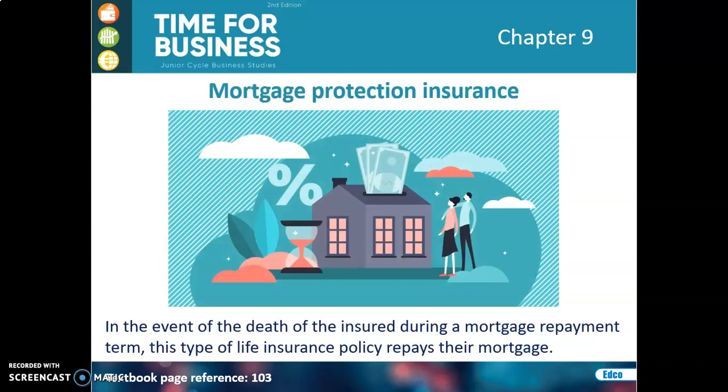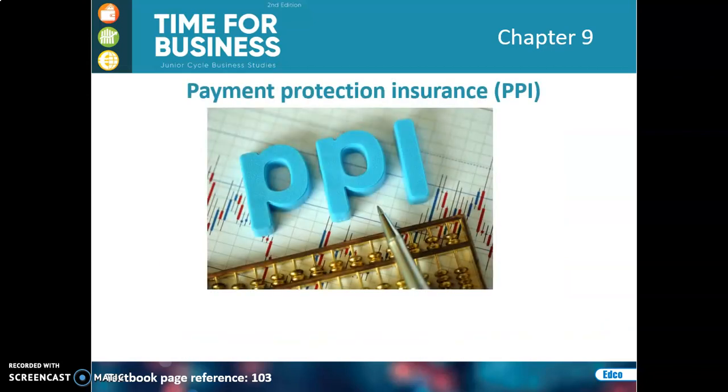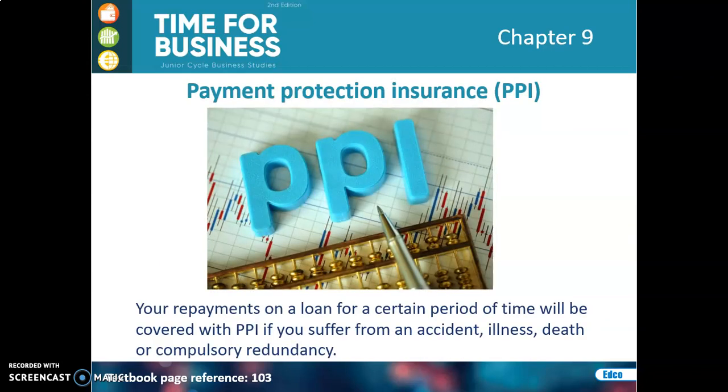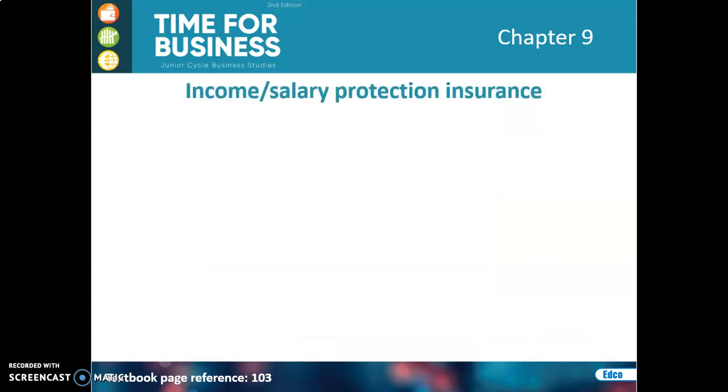Mortgage protection insurance, in the event of the death of an insured person during the mortgage repayment term, this type of insurance will repay the mortgage for them. So it's like life assurance when you have a mortgage. Payment protection insurance, if you lose your job, then these will pay off your loans for a certain amount of time, including perhaps your mortgage.